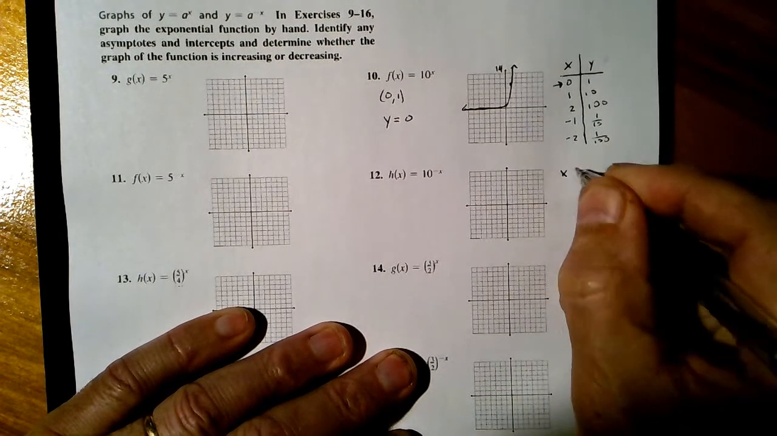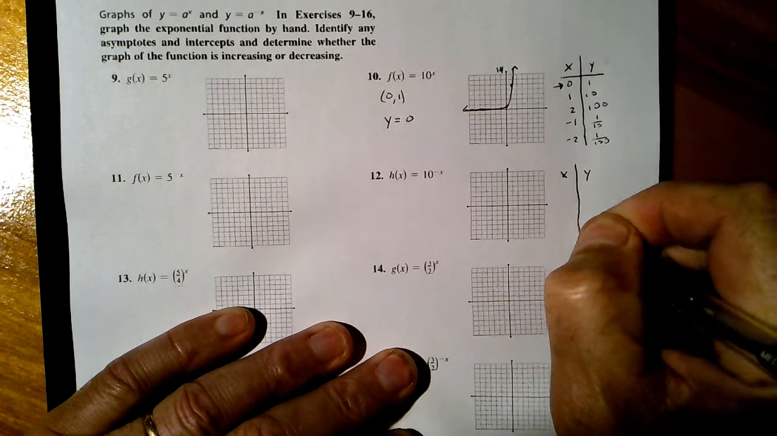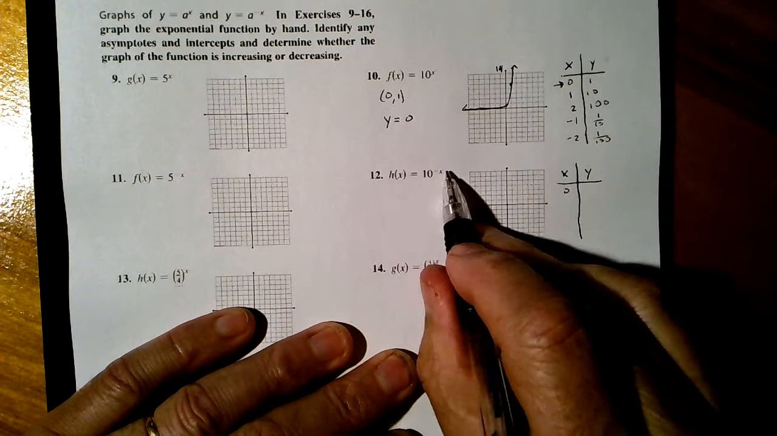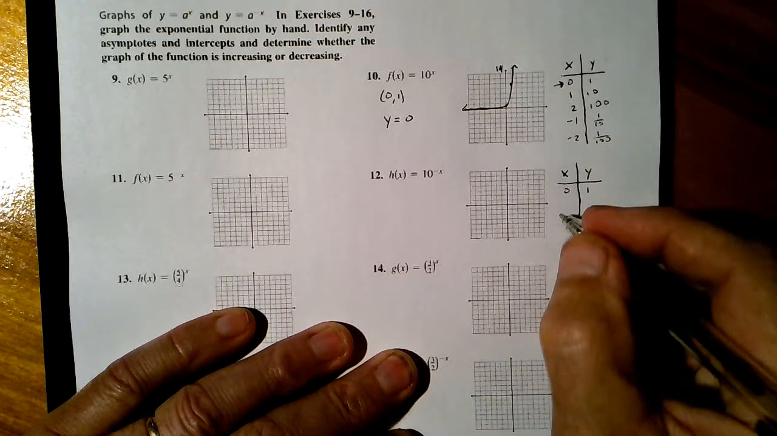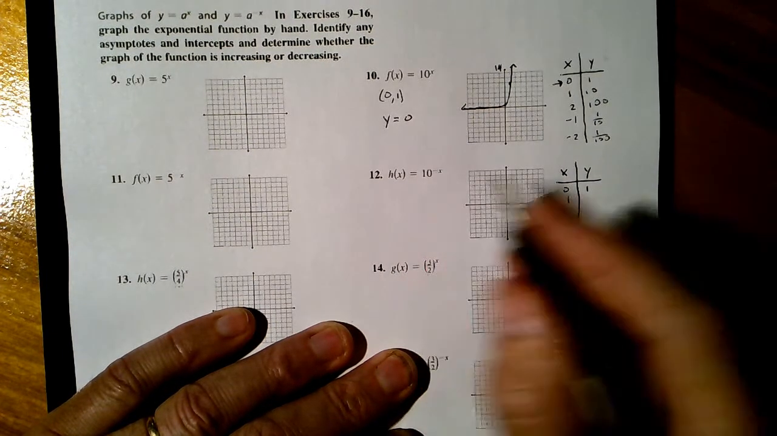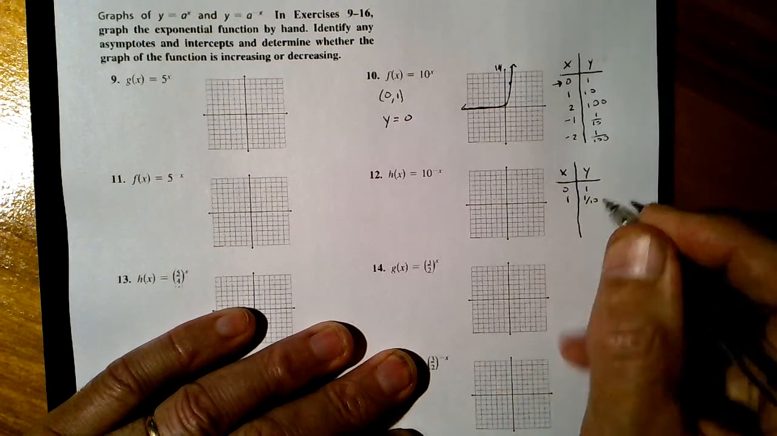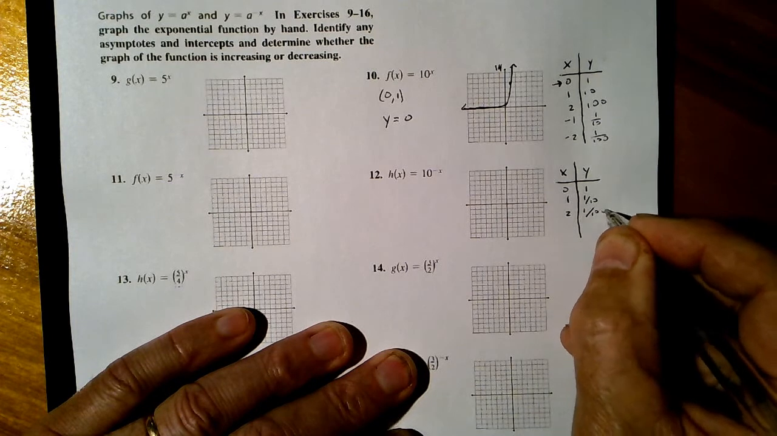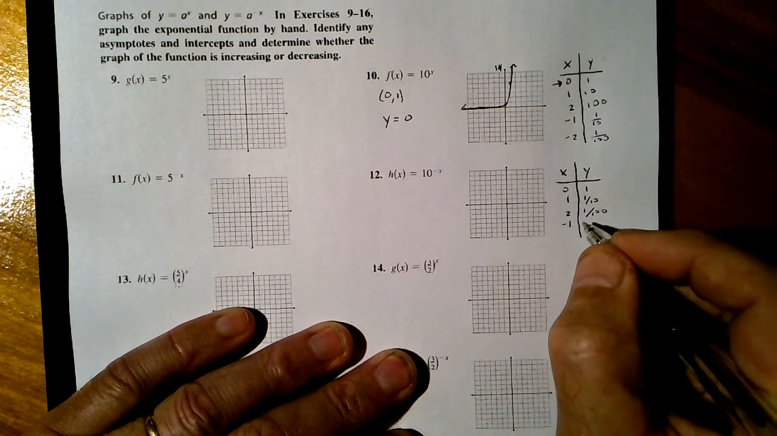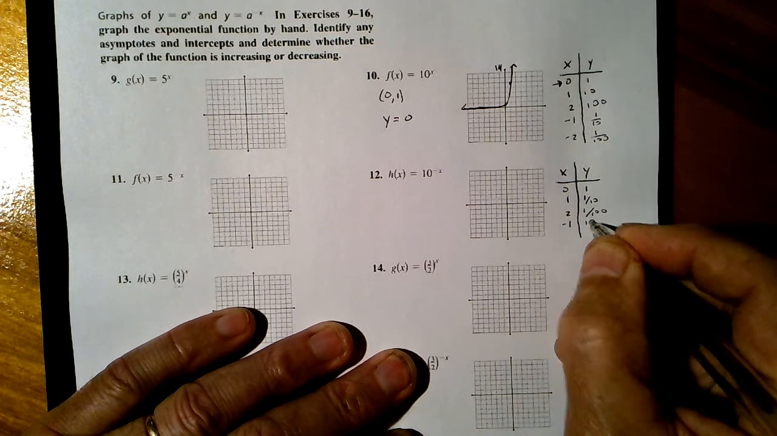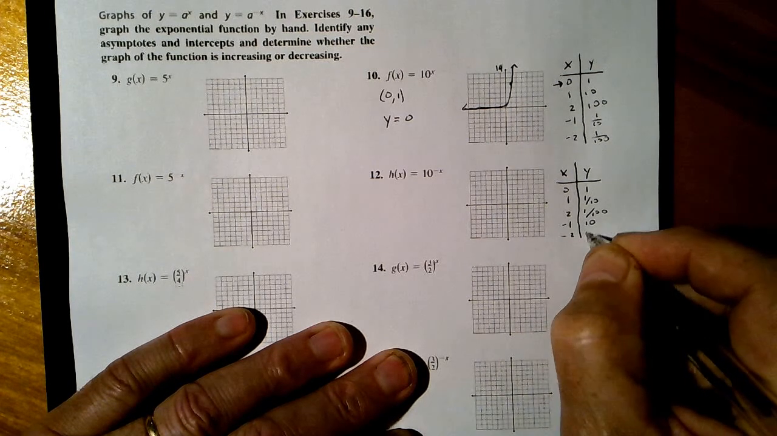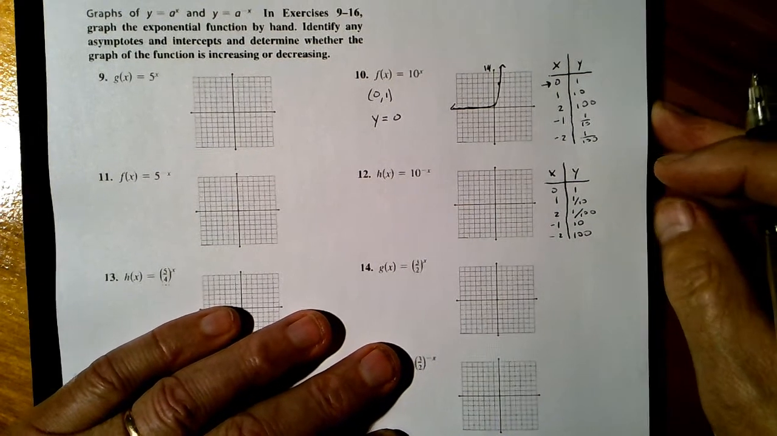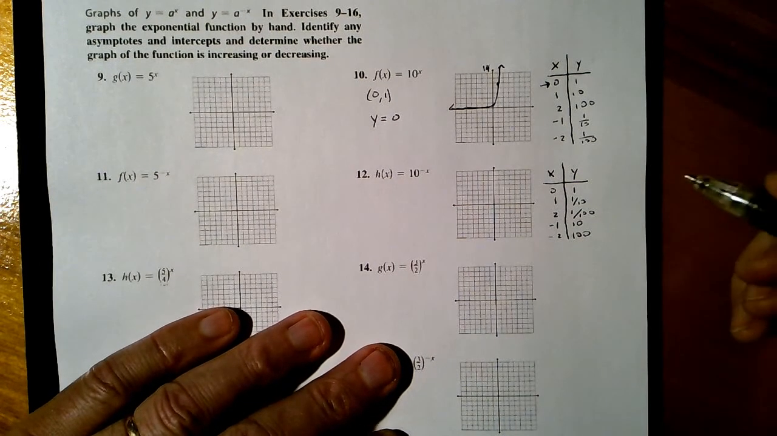So x, y. Again, my easiest x on this problem is 0, because 0 makes the exponent 0. 10 to the 0th is 1. When I put in 1, I get 10 to the negative first, 1/10. When I put in 2, I get 10 to the negative second, 1/100. When I put in negative 1, I get 10 to the first. And when I put in negative 2, I get 10 to the second, which isn't going to fit on our graph, although we could count by 10s, I suppose, or by 15s, 20s, whatever, and make it fit.